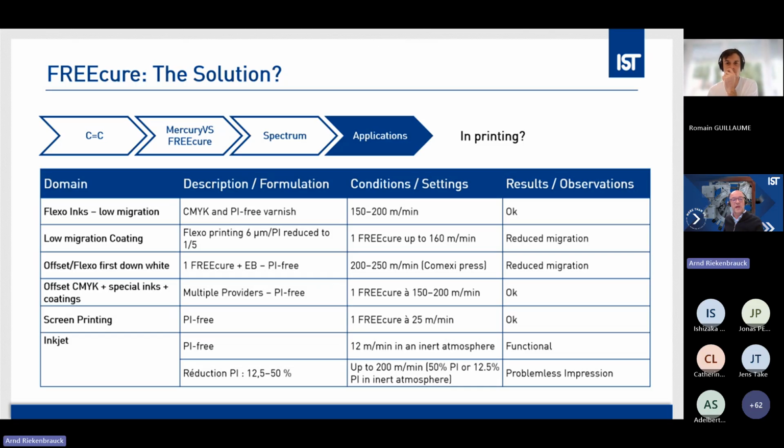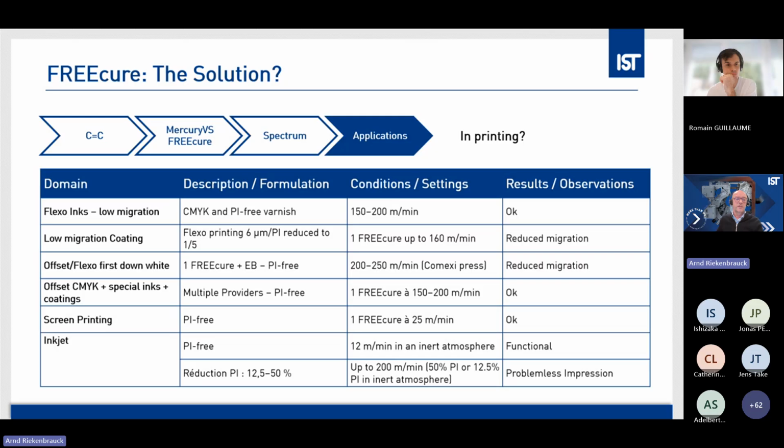So then we had that application together with our friends from Comexi that they showed at the Label Expo in Barcelona in their plant. It's the first down white in the wet flexo system. They print a white as the first color to overprint it then, and we reached with one single lamp a speed of 200 to 250 meters, and at the end of the press it was cured with EB. So in that case, FREEcure enabled the curing of a modified electron beam ink to overprint it wet on dry.